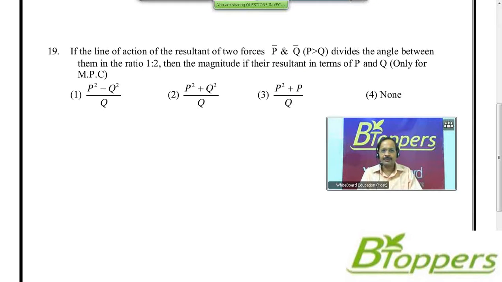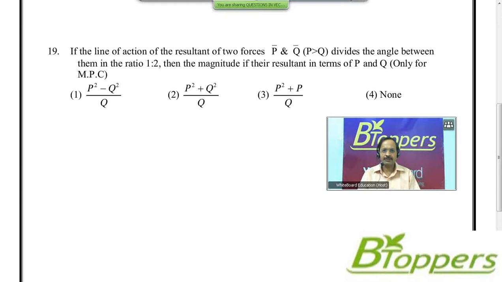Now, in my previous class, I discussed the multiple choice questions in vectors up to question number 18. The total number of questions I showed before the discussion was 26, of which I have already discussed questions 1 to 18 in my previous two classes. In this class, I am going to discuss the solutions of the questions from 19 to 26.